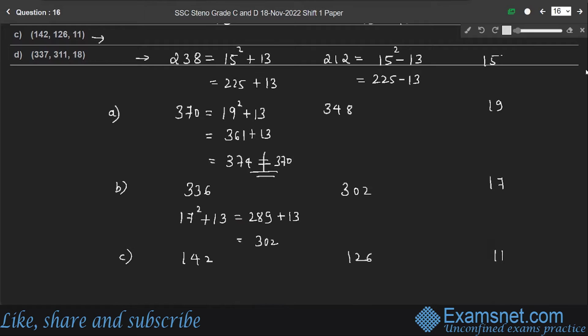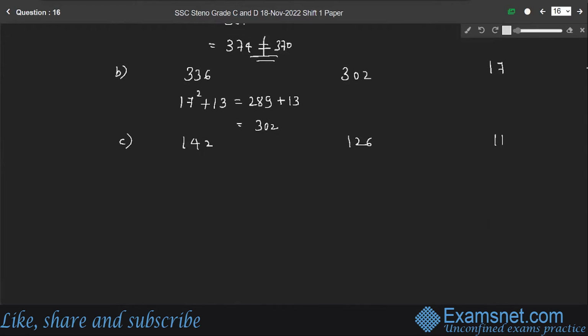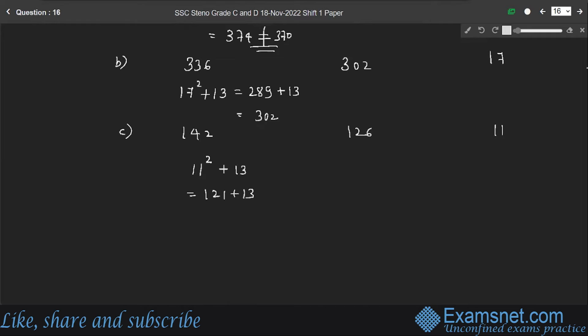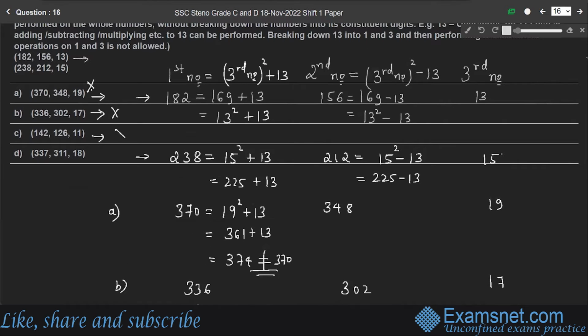So here, according to the rule, the first number should be 11 squared, the third number squared, plus 13. 11 squared is 121, plus 13 is 134. And also the second number is 11 squared minus 13. So 121 minus 13 is not equal to 126. So option C doesn't follow the logic of the given set of numbers.